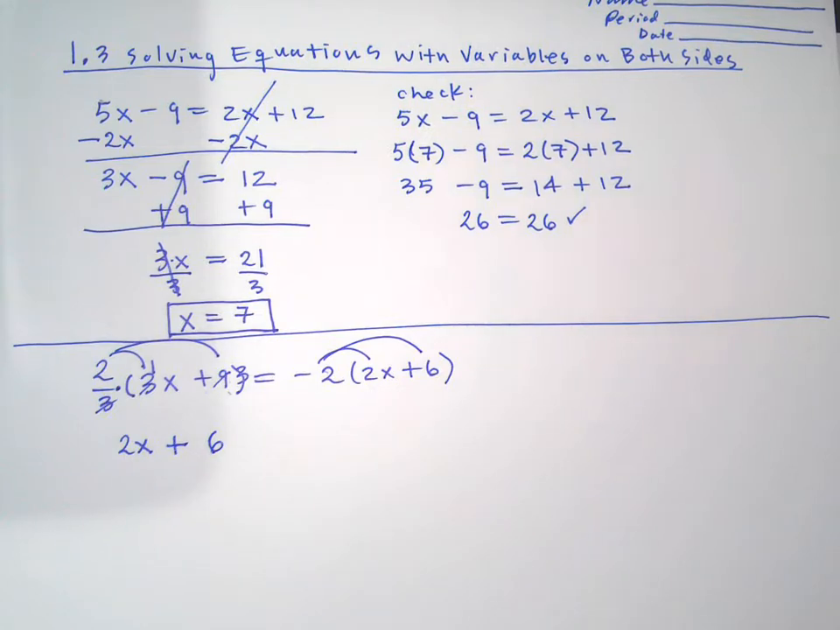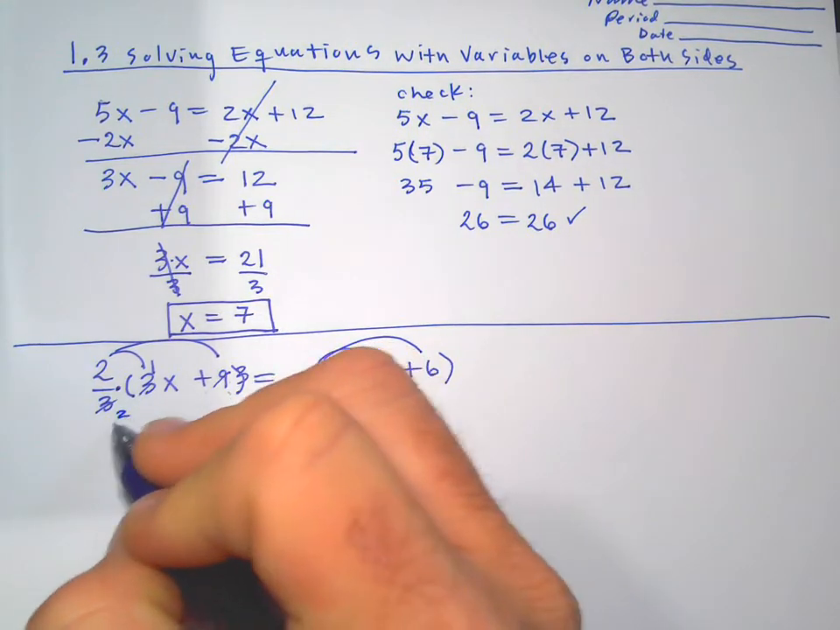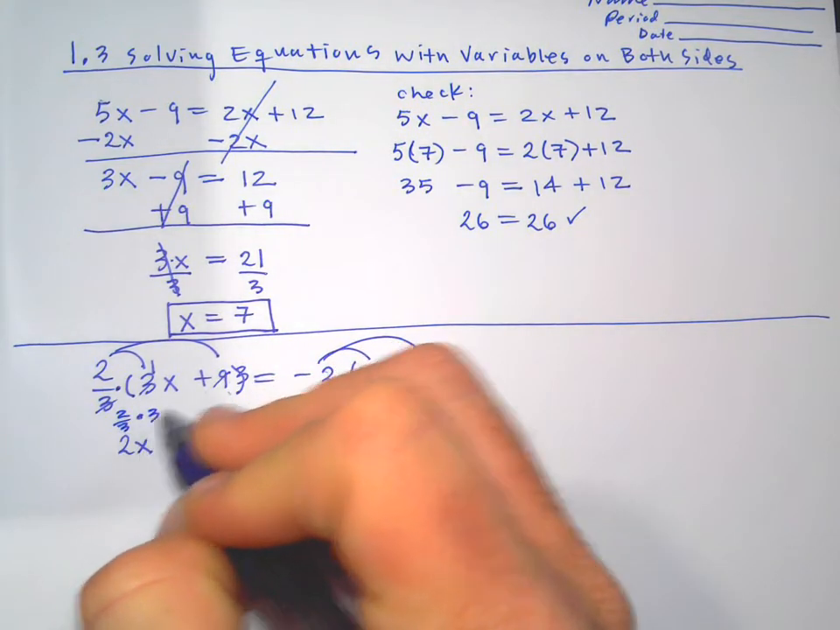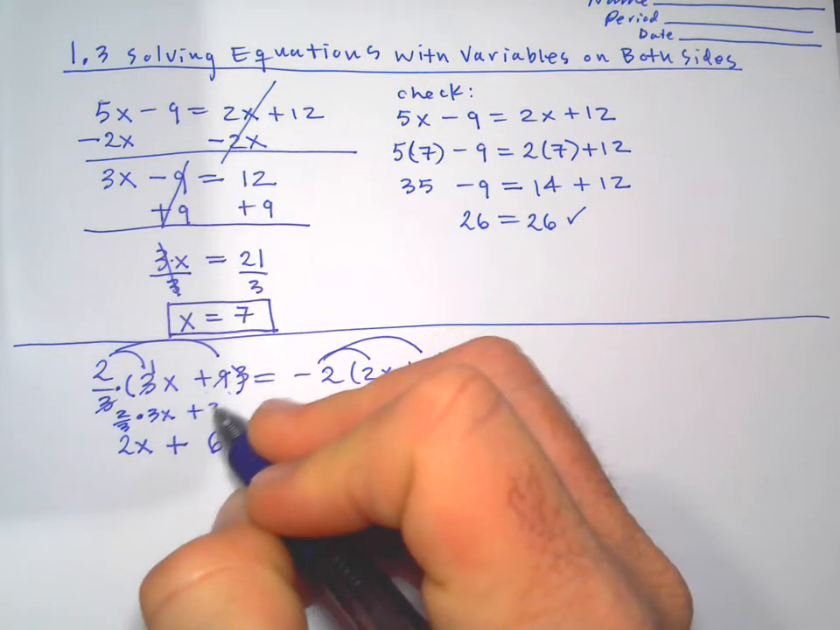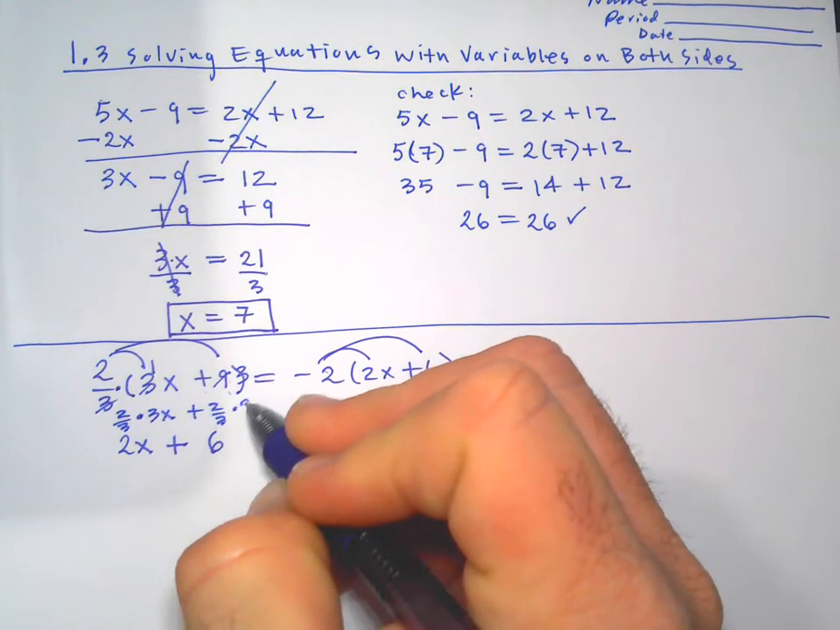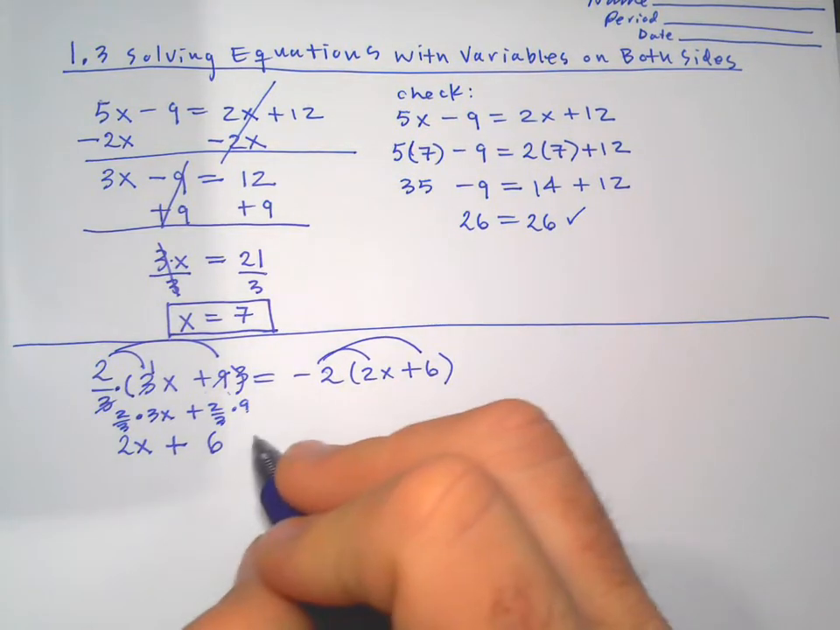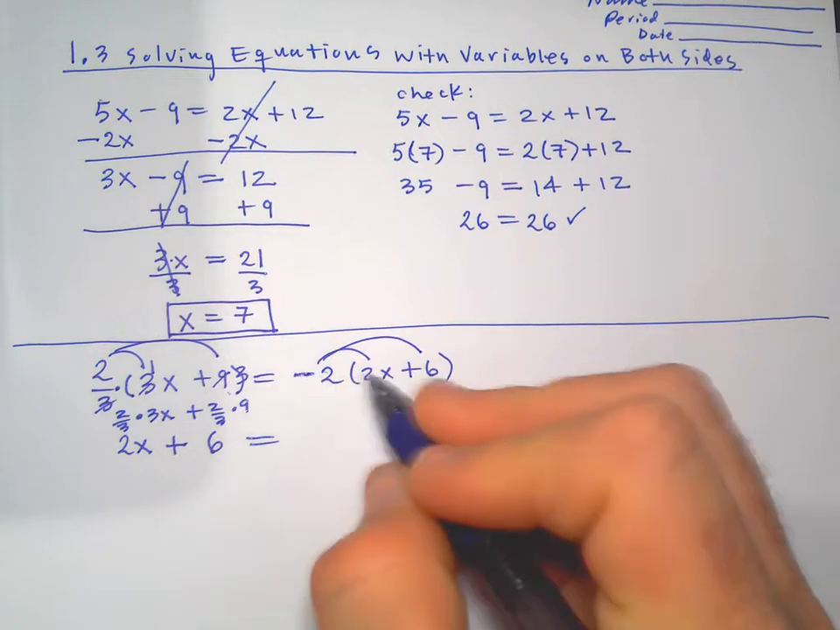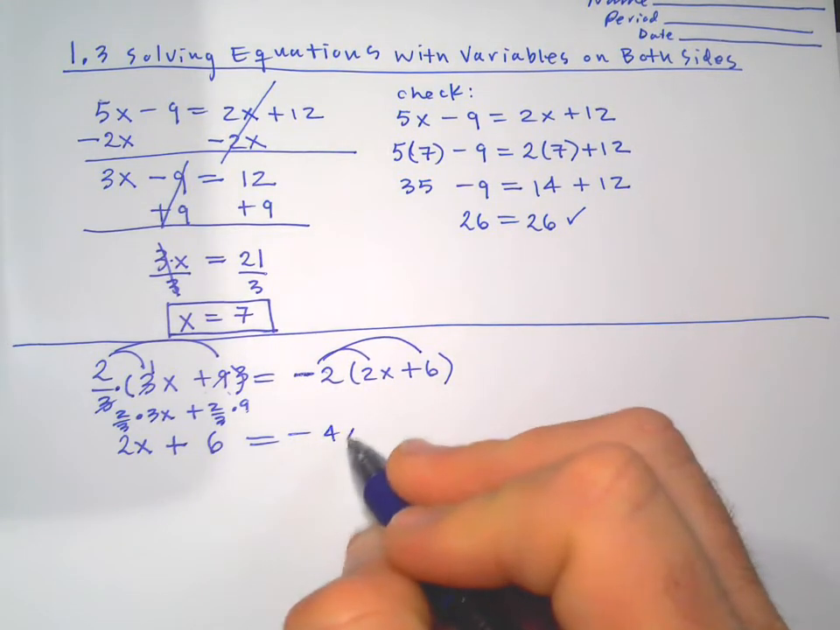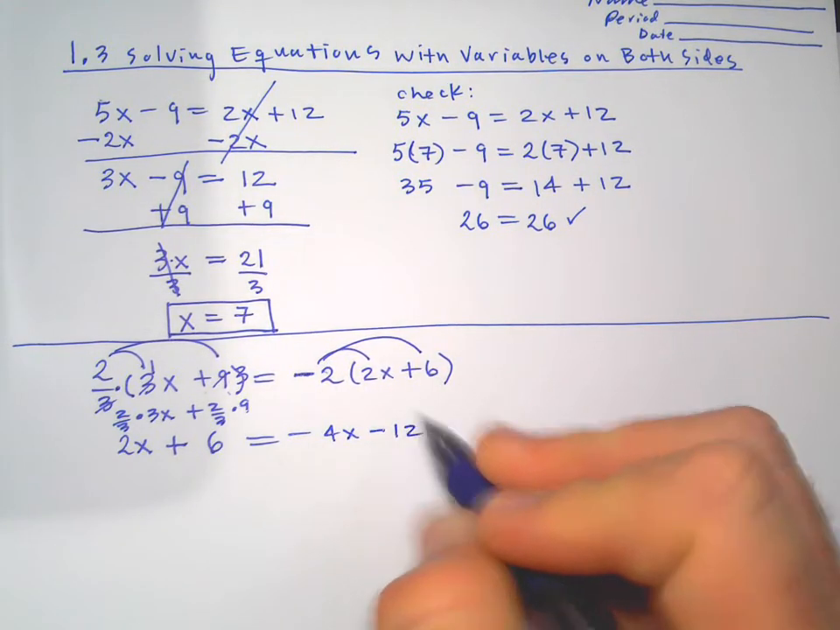Now, if that's confusing, what you could do first is just write it out: 2/3 times 3x plus 2/3 times 9, if you feel like that would make it easier to understand. Over here, we've got to distribute the negative also. It's going to be negative 4x, and it's going to be minus 12, negative 2 times 6.